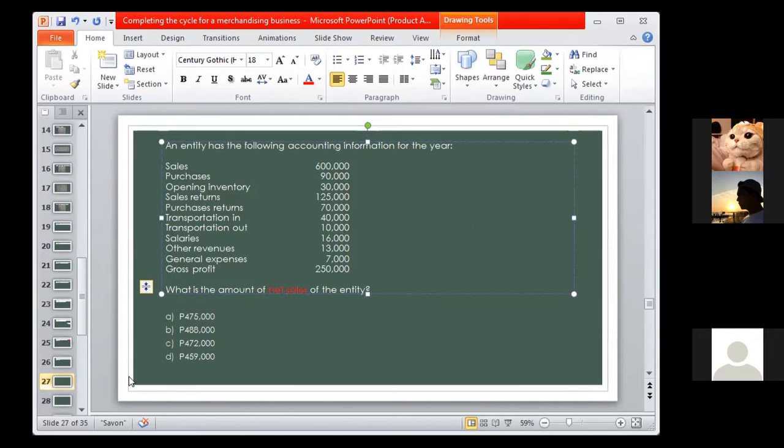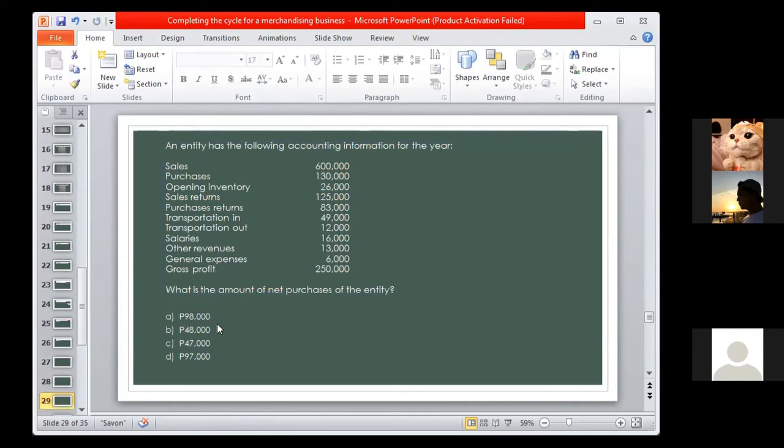Ayun, tingnan natin kung tama yung sagot mo. Letter A, tama. So, hanapin mo lang dito yung nilalaman nitong net sales. Ano ba yung mga laman niya? Meron tayong sales sa computation ng net sales. Ano pa? Sales return. Meron pa bang discount diyan? Wala na. Ayan, yung dalawa lang. Itong 600,000 ilalas niyo sa 125,000 for sales return para makuha yung 475,000 pesos.